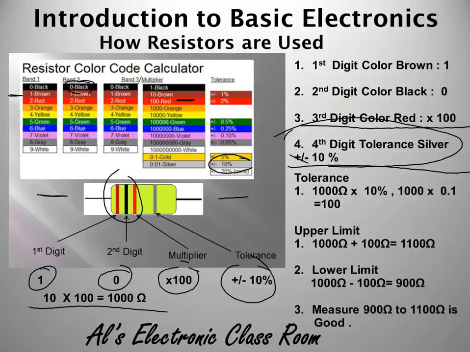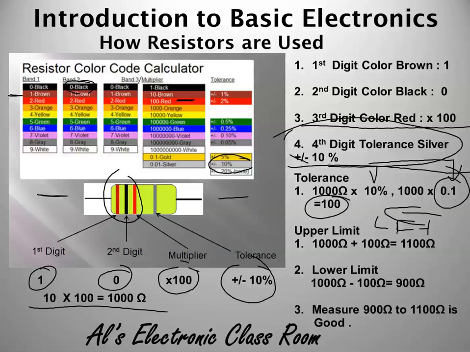So now I take my tolerance, which is 1,000 times 10%. All right, I move my decimal point 2 places to the left, so that gives me 0.1. All right, so 1,000 times 0.1 is 100. Again, there's my percentage, and here's my decimal equivalent. I've moved the decimal 2 places to the left.